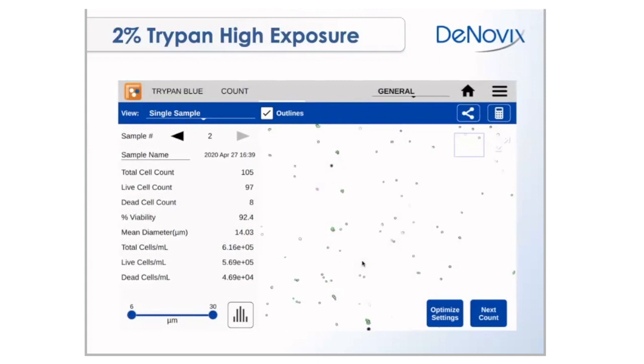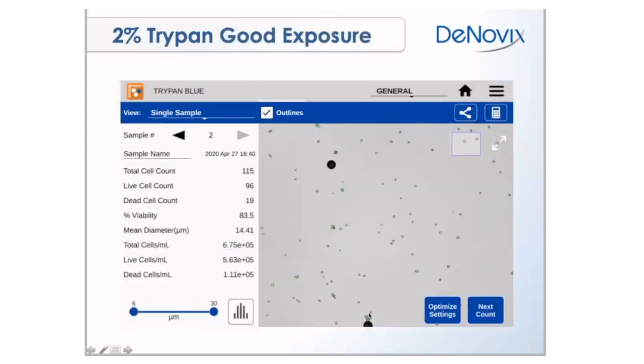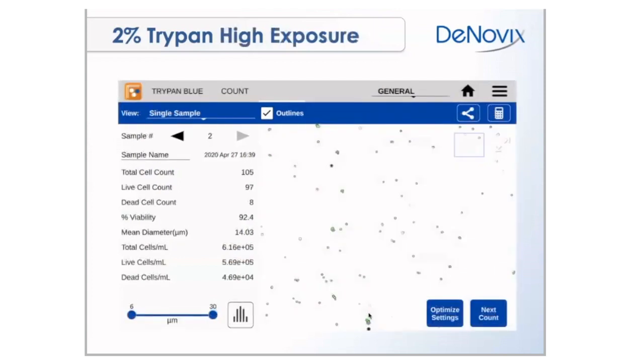That same sample with the exposure set too high, your viability has now gone up to about 93%. But the reason that I chose this particular sample is you see here and here where you previously had two things that obviously were bubbles and weren't being counted. Now those look an awful lot like dead cells.